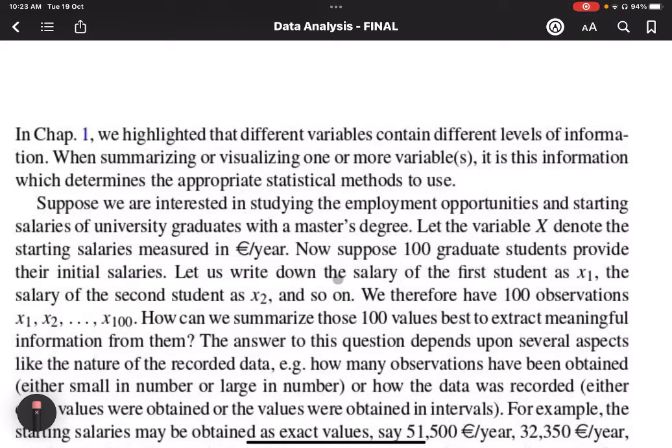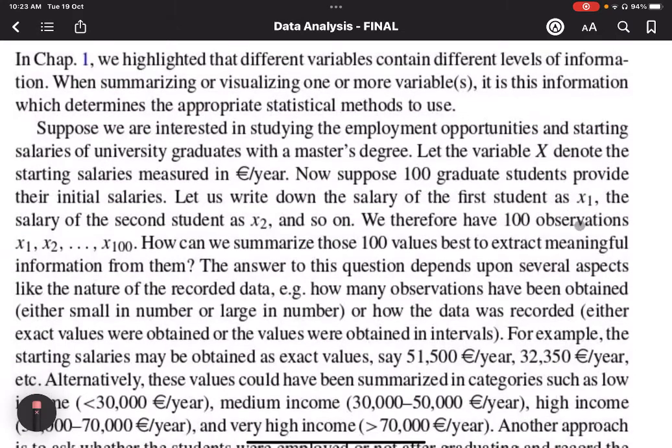Now, let us write down the salary of the first student. The first student, or the first respondent, we assign to him the X subscript 1. So X1, and then the rest, X2, until we reach the last student, X100. So how can we summarize those 100 values to extract meaningful information from them?